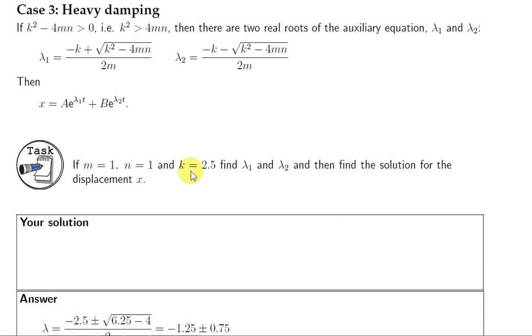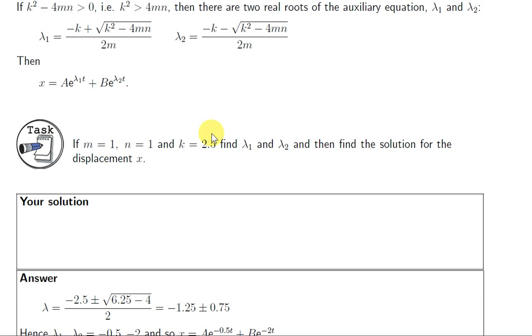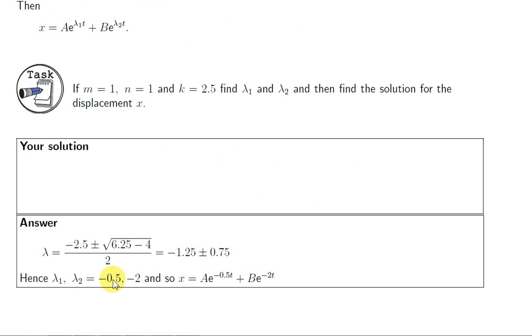If m equals 1, n equals 1 and k equals 2.5, find lambda 1 and lambda 2 and then find the solution for the displacement x. So we just plug these numbers into each of these and we can get our two values for our two roots, and then we just plug those values in here for lambda 1 and lambda 2.